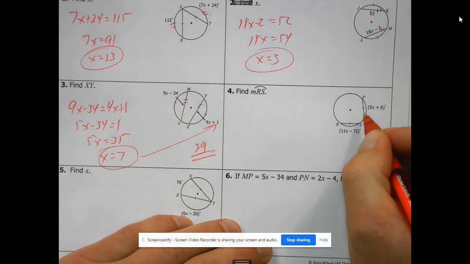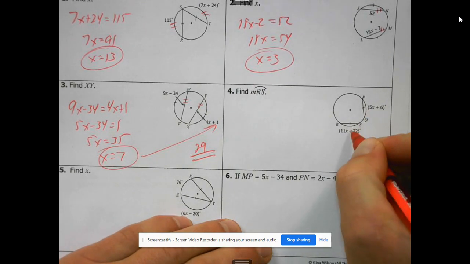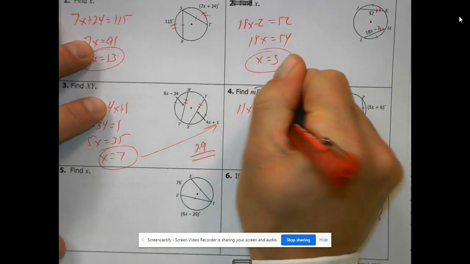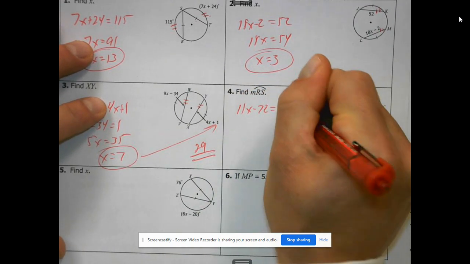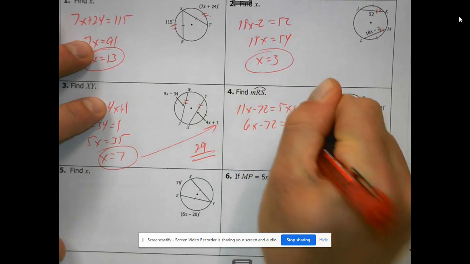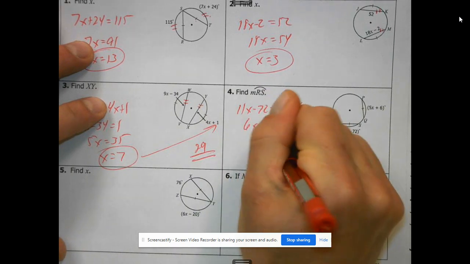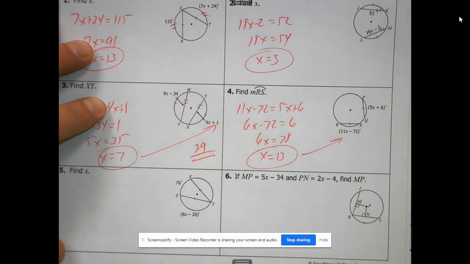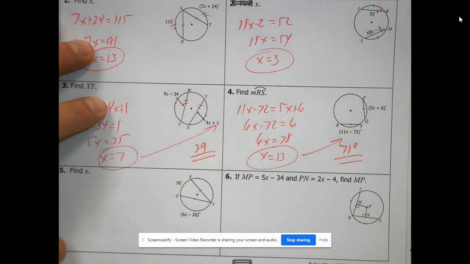Number 4, if chords are congruent, arcs are congruent, set them equal. 11x minus 72 is 5x plus 6. Subtract the 5x over. Add 72. 6 goes in there 13 times. It wants the measure of arc RS. Plug it in right there. That comes out to be 71 degrees.